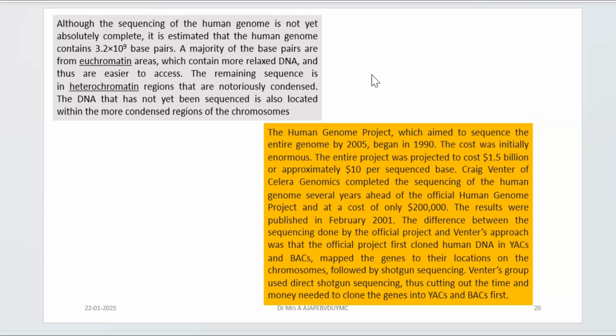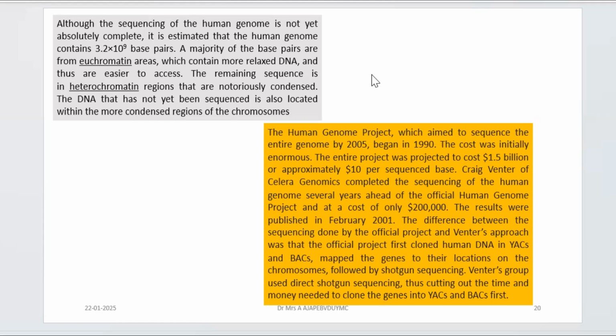But simultaneously, Craig Venter of Celera Genomics Company, he completed the sequencing of the human genome several years before the targeted time, right? And 2005ला तो झाला, पण त्याच्या आधीच यांनी 2001 मध्येच पूर्ण केलेलं होतं. And the cost was much, much less. It was just $2 lakh, much less than $1.5 billion, right? So results were published in February 2001.